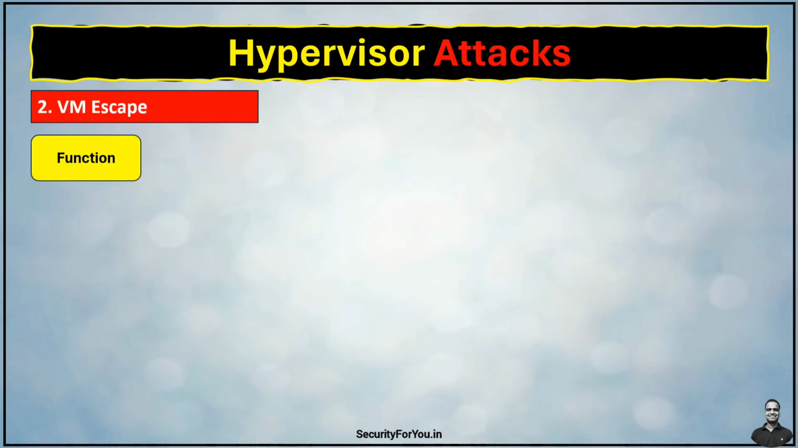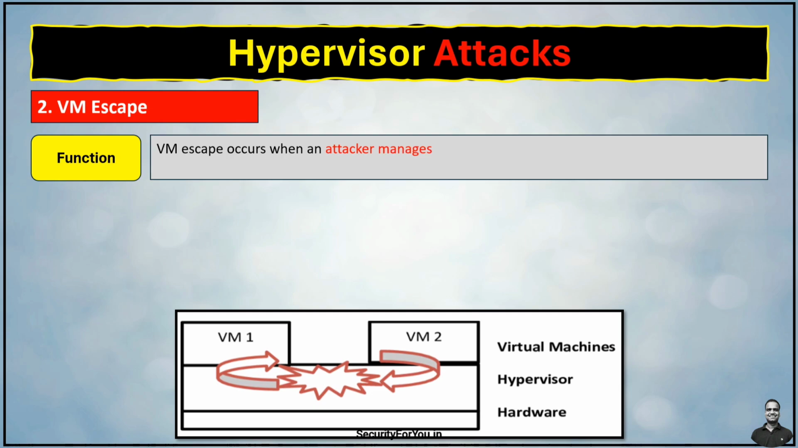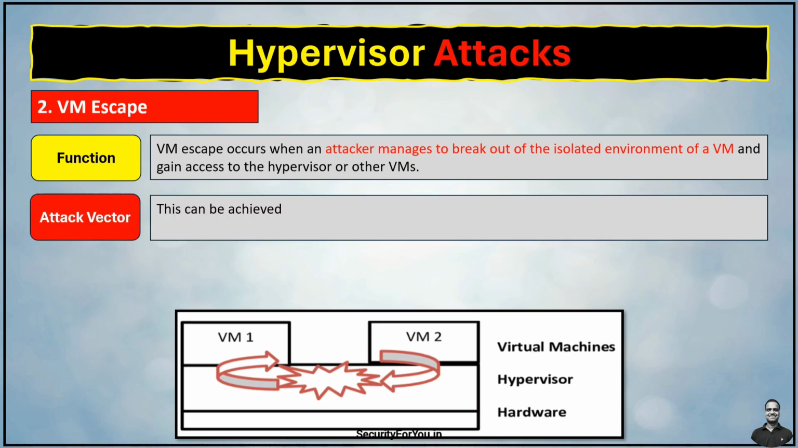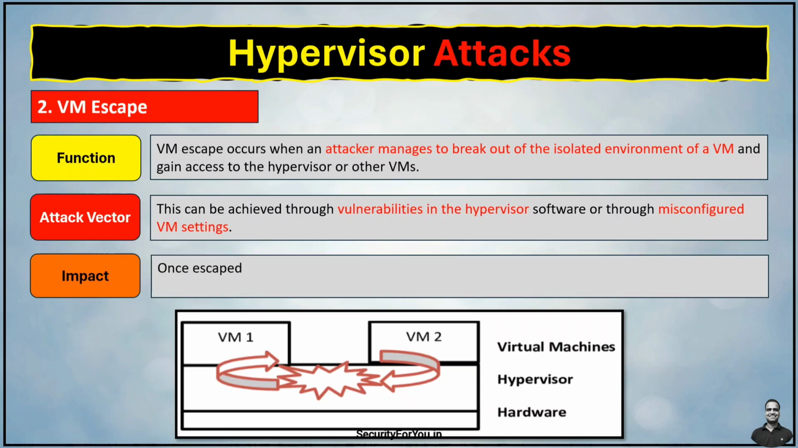Virtual machine escape. It occurs when an attacker manages to break out of the isolated environment of a virtual machine and gain access to the hypervisor or other virtual machines. And this can be achieved through vulnerabilities in the hypervisor software or through misconfigured virtual machine settings, right? And the impact is, once escaped, the attacker can potentially control other virtual machines, access sensitive data, or disrupt services, right?